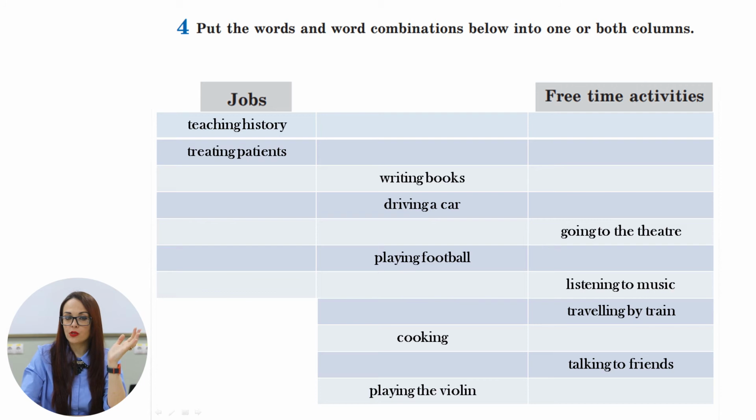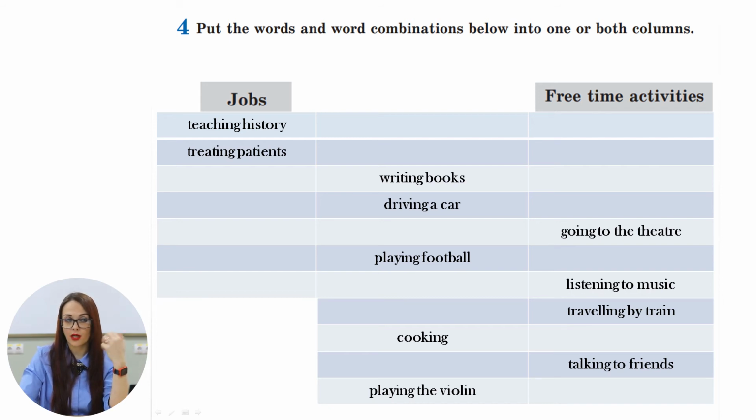So, for jobs, I consider that teaching history is a job. It is not a free time activity. You have to be really good at history. And treating patients, you need to be a doctor, so it cannot be a free time activity. You need to practice medicine. Now, writing books can be both a job and a free time activity. Driving a car can be a job as a driver, but it can also be a free time activity.